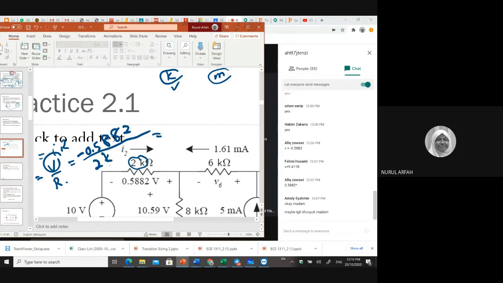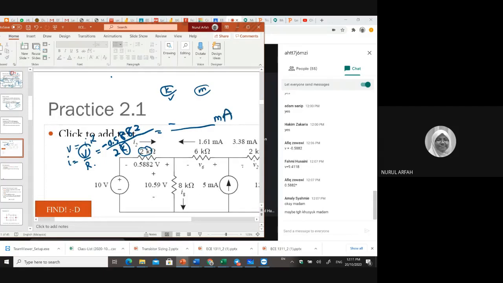And by the way, what I always do is, when you have a kilo here, you know that your answer will be in milli. Milliampere. Not important. Now, this is milli, right? So what should you do? If you have your calculator right now, you press 0.5882 divide by 2. Don't put the K because K is already put here as a milli, right?